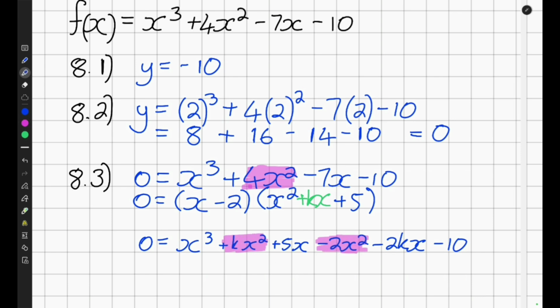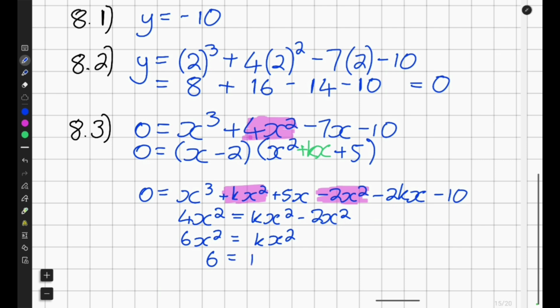Now, if I were to simplify, those two parts need to be exactly the same. So what I mean with that is I can now say 4x squared from the top must be equal to kx squared minus 2x squared. I can take over the 2x squared to the other side, so 6x squared is equal to kx squared, and therefore 6 is equal to k.